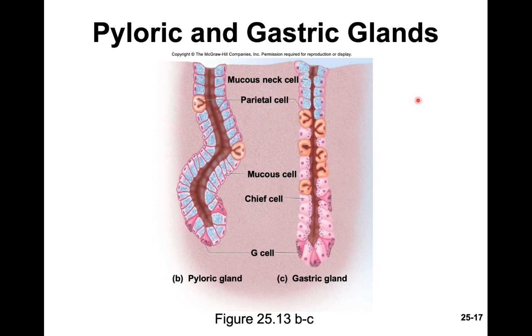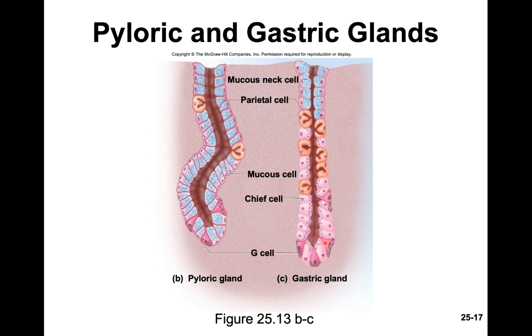So let's take a look at two types of common glands in the stomach. In the stomach, you've got the pyloric gland and the gastric gland. And one of the biggest differences you'll see is the density of cells in those glands. In the pyloric gland, you've got a lot of these mucus cells, which you now know make mucus. You also have parietal cells in orange, and you've got G cells.